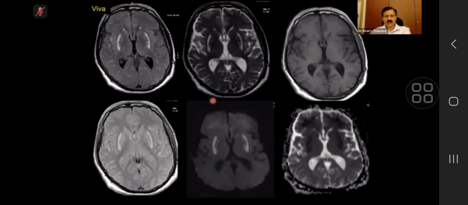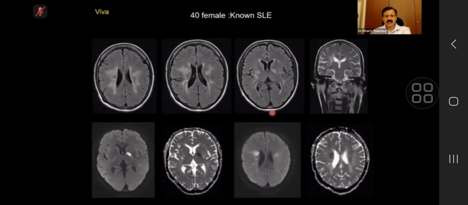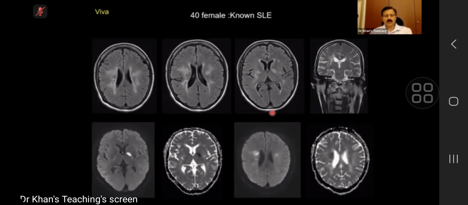Yes, what do you think? What is happening in this DWI sequence? So there is restricted diffusion in the globus pallidus bilaterally and symmetrically. Okay. So the differential remains the same, and this case was a case of carbon monoxide poisoning. Over to you. This patient has SLE. What do you think is happening?